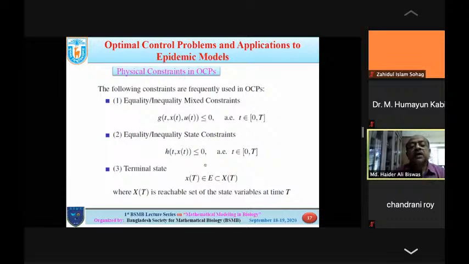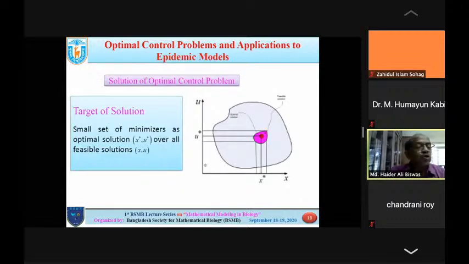So what is the basic idea of the solution of this type of problem? As I already discussed, our target is to find some u star which minimizes or maximizes our objective function. That is, we need a minimizer pair u star and x star, which we call the optimal solution over all feasible solutions.